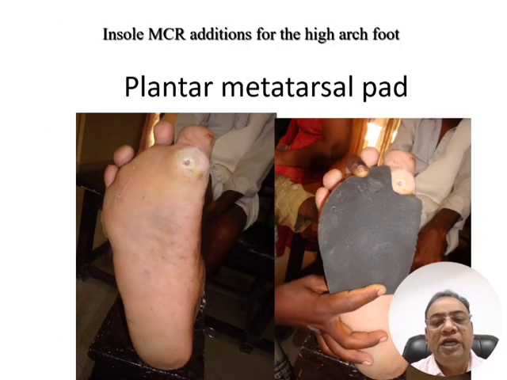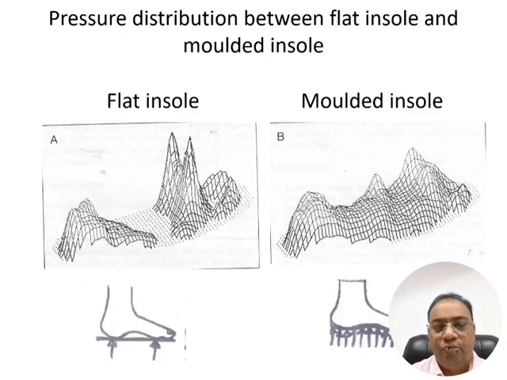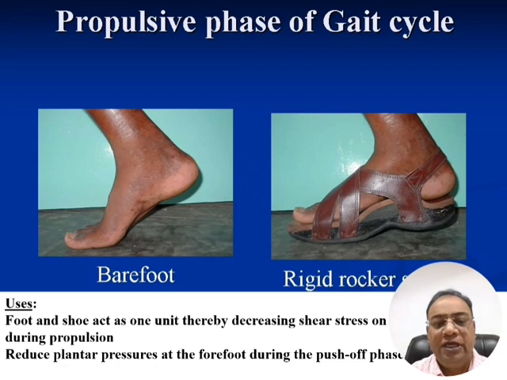So these are different MCR pads or soles we can directly stick to the inner surface of the footwear, and the foot can be offloaded. Here is a schematic of normal pressure distribution between a flat insole and a molded insole. In flat insoles, there are peak pressure points at the metatarsal heads as well as the plantar heel. Once we have a molded or customized insole, the pressure is evenly redistributed. So this helps us to prevent ulcer formation and pressure molding.